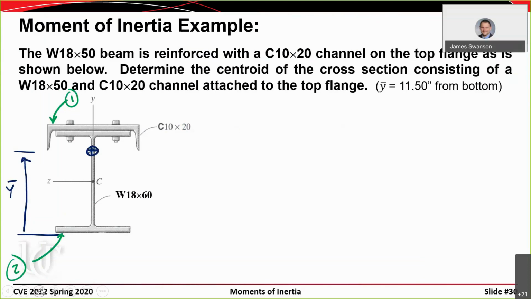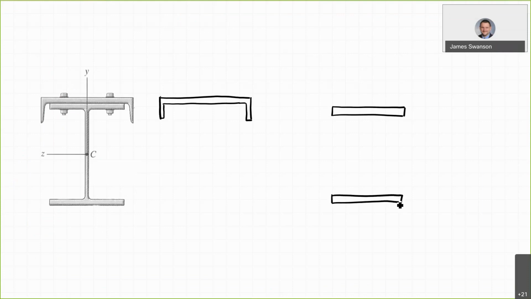Let me expand on this just a little bit. I did a little bit of math up front. Here it is. I'm going to break this out and sketch the channel. So the channel is like this. Maybe not drawn to scale, but close. And then I'm going to have the I shape, which is really a W section, like that. Let me try and do that with some precision. Okay, great.